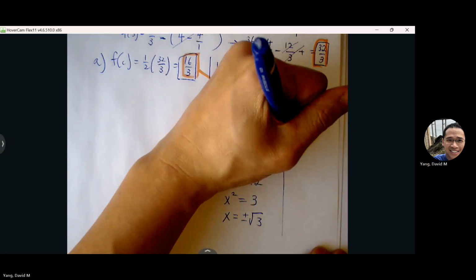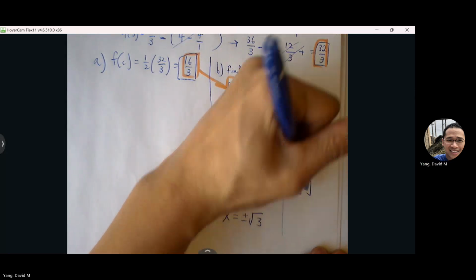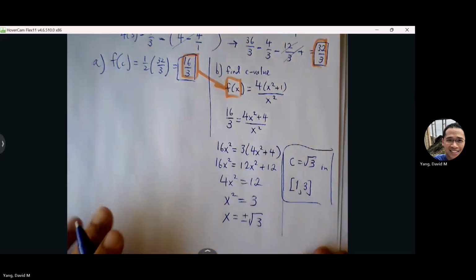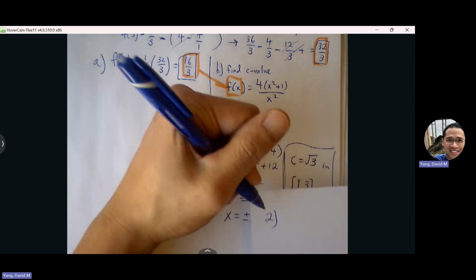Guess what? Yeah. Because my interval is from 1 to 3, we know negative root 3 is not going to fit our bounds. Okay, number 2.